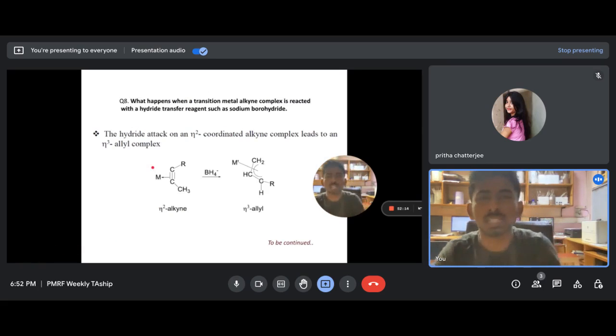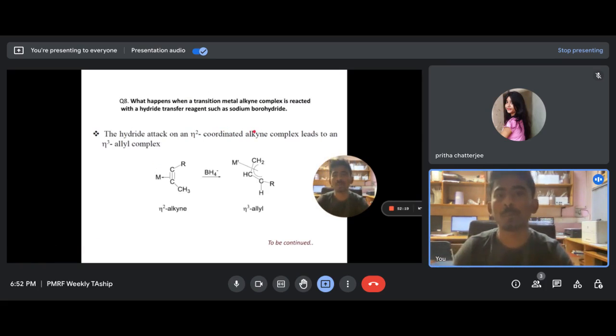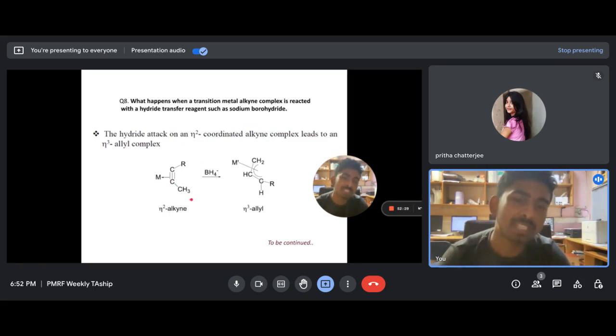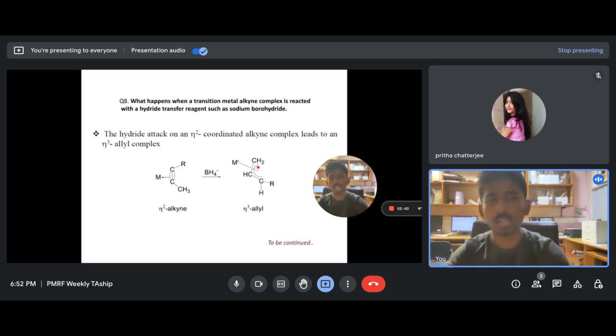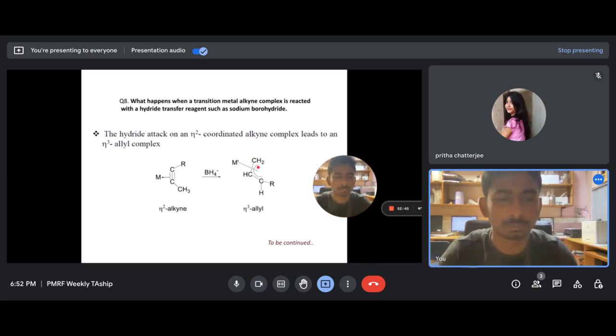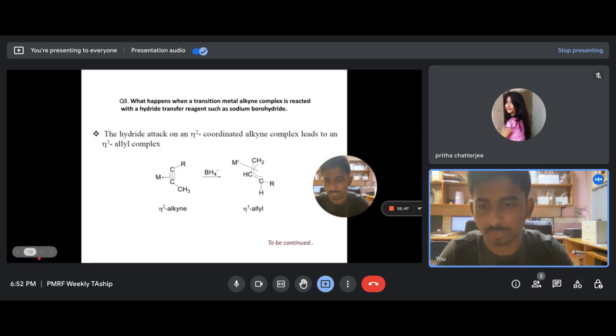So question 8 is: what happens when the transition metal alkyne complex is reacted with a hydride transfer reagent such as sodium borohydride? The hydride attack on an eta 2 coordinated alkyne complex leads to an eta 3 allyl complex. So this one you can see is an eta 2 alkyne complex. The eta 2 alkyne complex actually has this pi electron interaction with the metal center. Whenever it is treated with this borohydride, what happens? This eta 3 allyl system is formed. In the next slide, I will show you the actual mechanism behind this reaction.